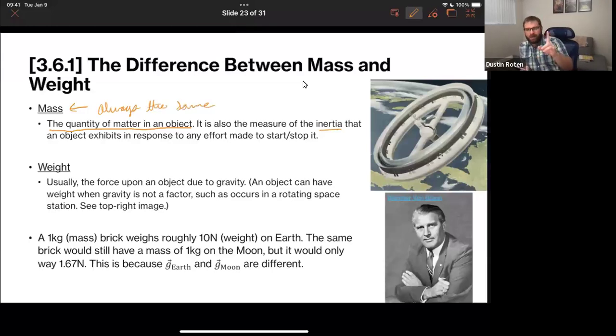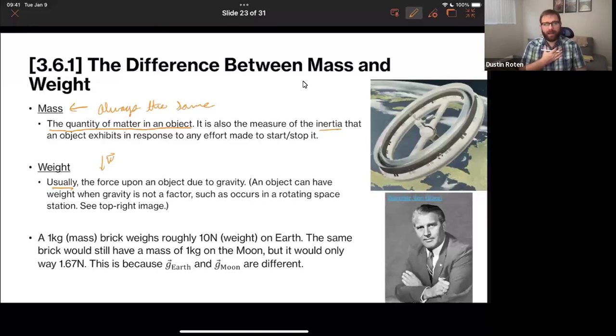Okay, now weight can change. Weight's different. So usually, and I'll talk about why I say usually in a second, the force upon an object due to gravity is what causes your weight. And we've talked about that. We always draw the weight vector down. And that's always from gravity, from the mass of the planet pulling down.